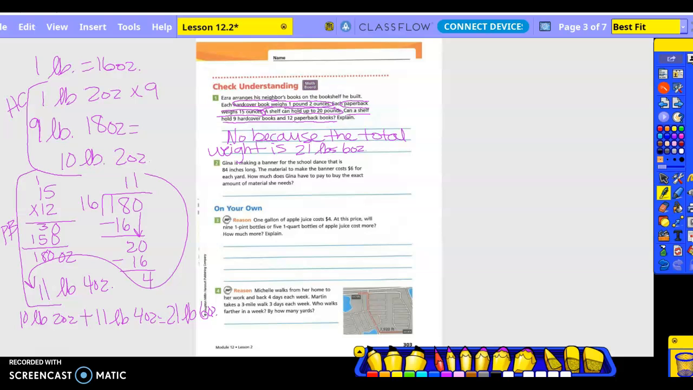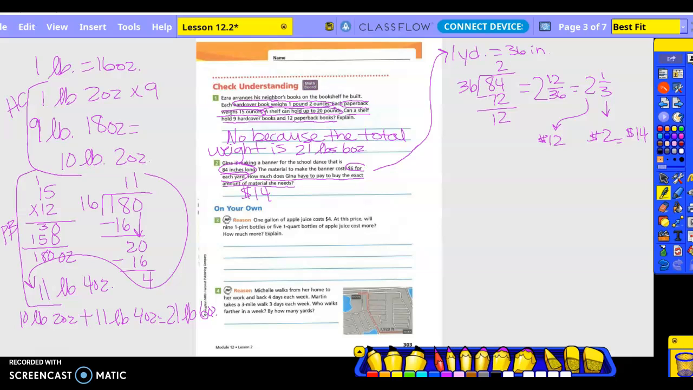Number 2, Gina is making a banner for the school dance that is 84 inches long. The material to make the banner costs $6 for each yard. How much does Gina have to pay to buy the exact amount of material she needs? So we have 84 inches, $6 for each yard. We showed our work over here to the side. 1 yard equals 36 inches is what we started with. Then we took 84 divided by 36, which got us 2 and a remainder of 12, which we then wrote as a fraction, 2 and 12/36, which simplified as 2 and 1/3.